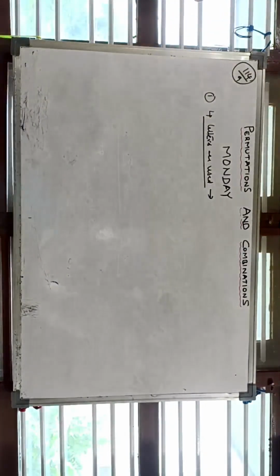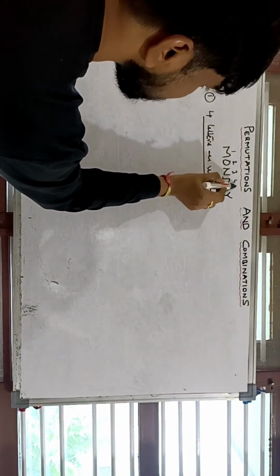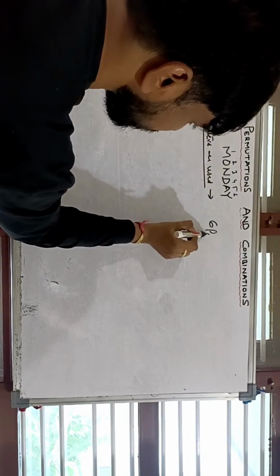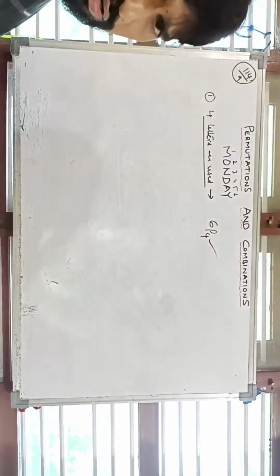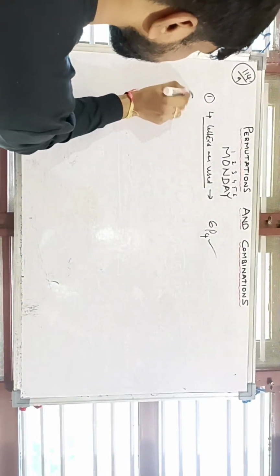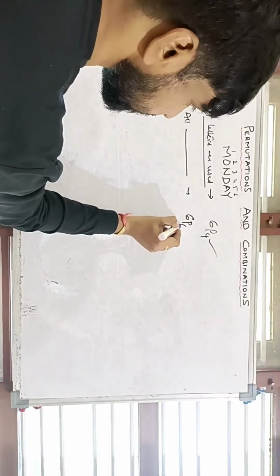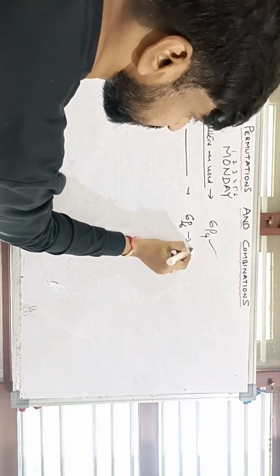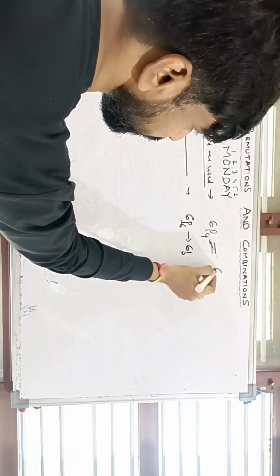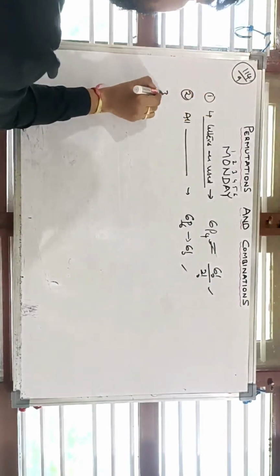4 letters are used at a time. Total number of letters: 1, 2, 3, 4, 5, 6. Out of 6 letters, 4 letters can be used in 6P4 ways. Then the second one, all letters are used at a time. There are 6 letters only, so 6 letters can be used in 6P6 ways, that is 6 factorial. This simplification I hope you know: 6 factorial by (6 minus 4) factorial, 2 factorial.